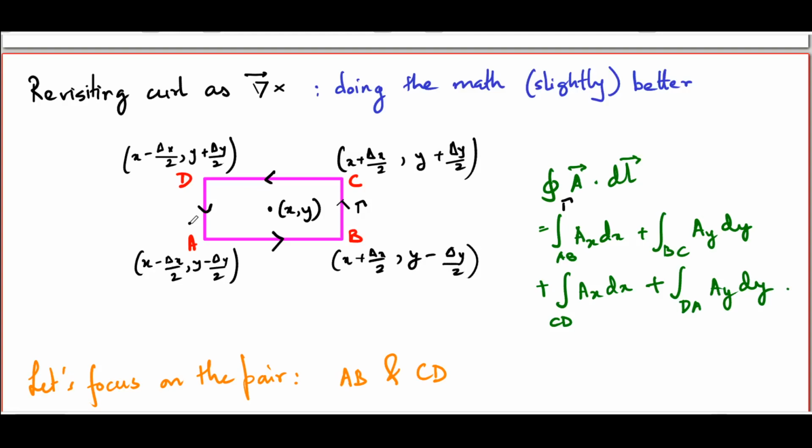Now I don't really want to repeat the whole argument that we had given in the last lecture, but I will have to revisit a bit of that to address a question which the more mathematically minded among you might have. So in order to do this, let's focus on a pair of sides of this particular loop. Let's say AB and CD, these two parallel sides.